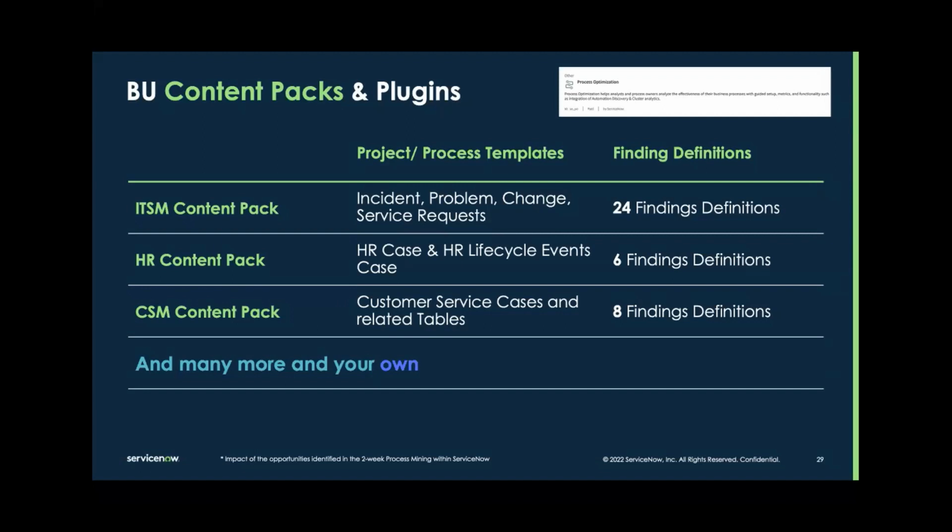For HR, we have content packs covering the HR cases and the HR lifecycle events within 6 finding definitions. For CSM, we have content packs for customer service and related tables with 8 findings definitions, and many more will come. Or you can create your own, which is very, very easy, defining what is an acceptable state, what is an acceptable flow, and what you want to analyze with those finding templates.